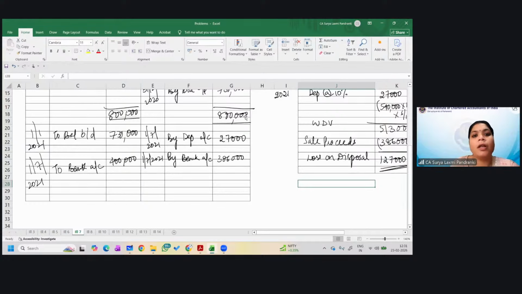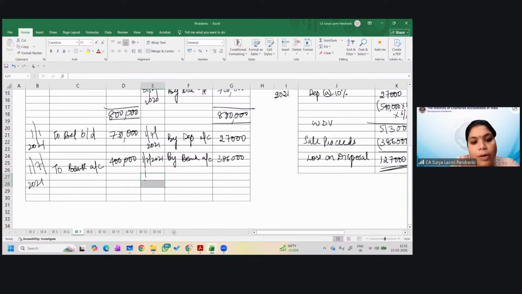Proceeds. Anyone? Why is it on the credit side? Because you have received that amount. It is received. That is why it is coming on the credit side. 3,86,000 is paid by someone to you, that I am purchasing this machine from you, and then I will give you some amount, right? So for the organization, for the company, it is a receipt. That is why I'm showing it on the credit side by bank account. Clear? 3,86,000 is also recorded.